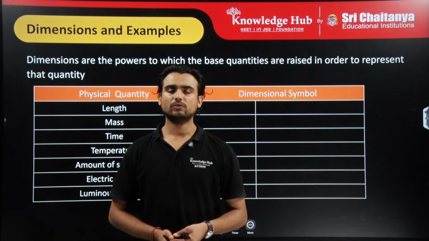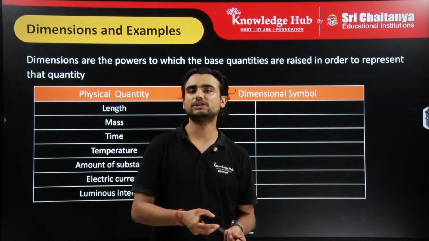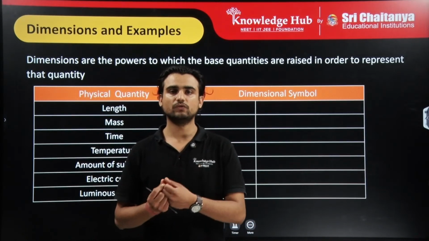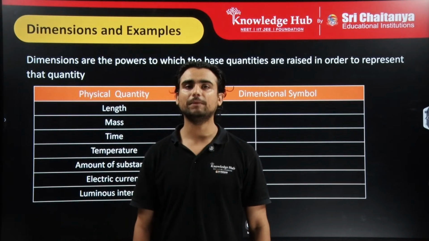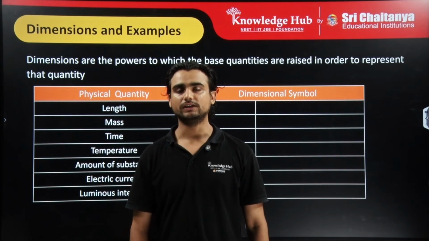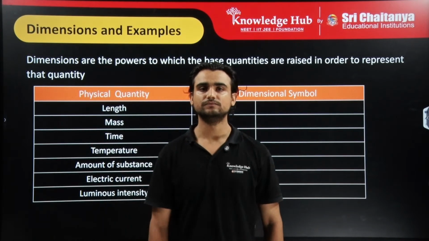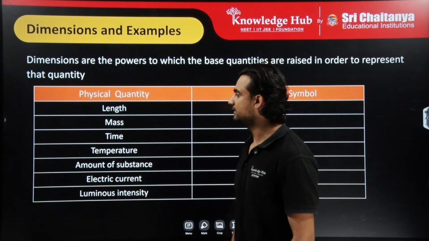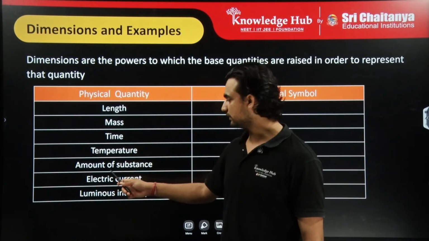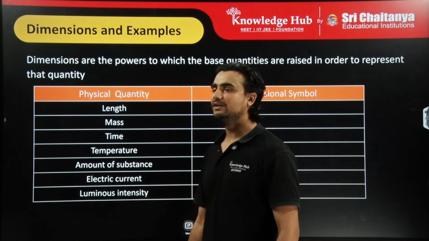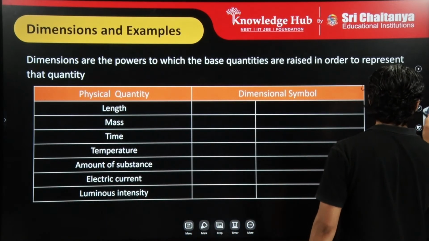So what are dimensions basically? If you know units, dimensions are very simple. In the last class we studied the 7 fundamental quantities, and the 7 fundamental units. The 7 fundamental quantities were length, mass, time, temperature, amount of substance, electric current and luminous intensity.